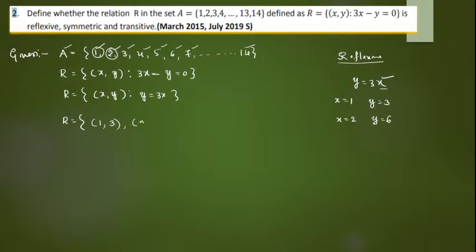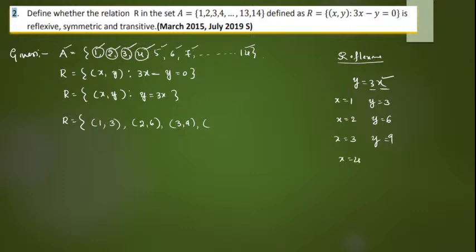You will get an order pair 2 comma 6. And next check out for every value of A, that is 3 here, x equal to 3, then you will get y value as what? 3 into 3, that is 9 here. So order pair is what? 3 comma 9. And next check out the value 4 here.